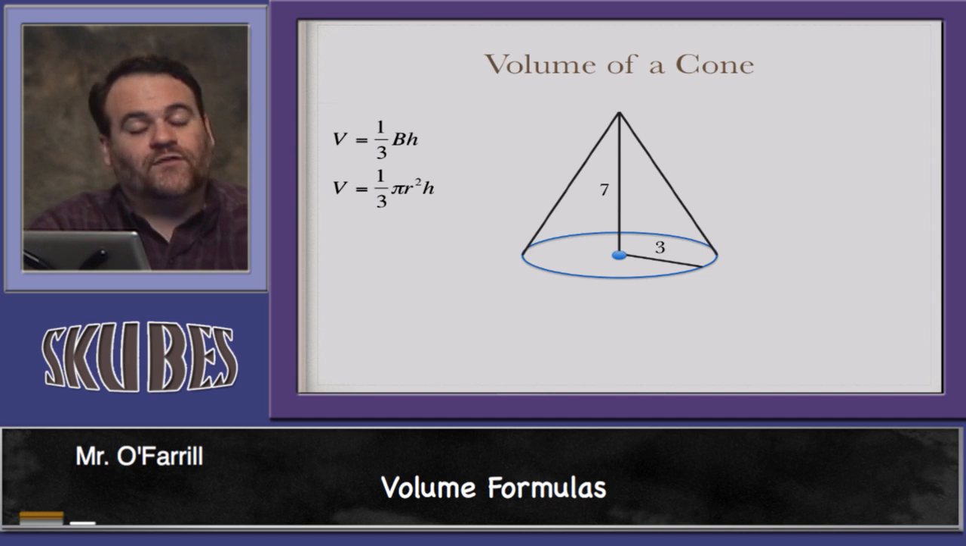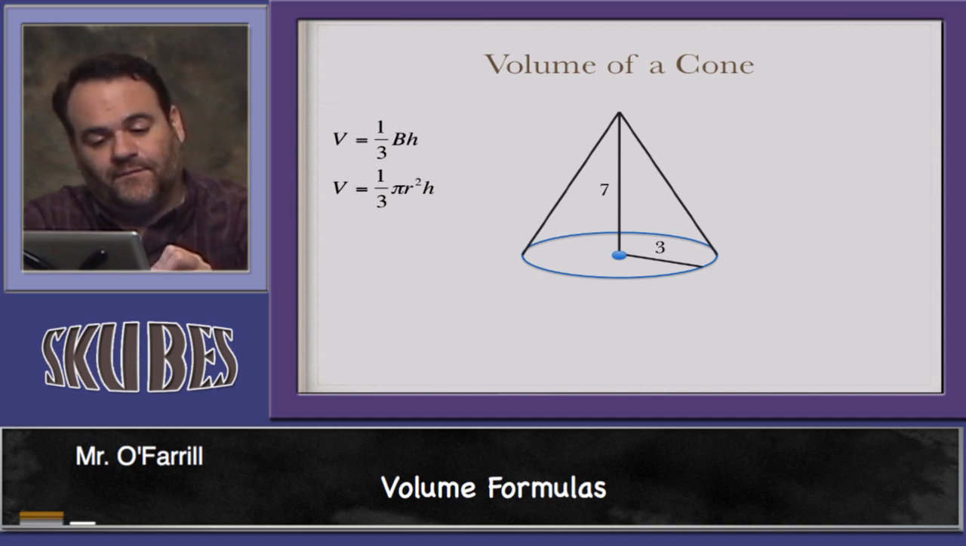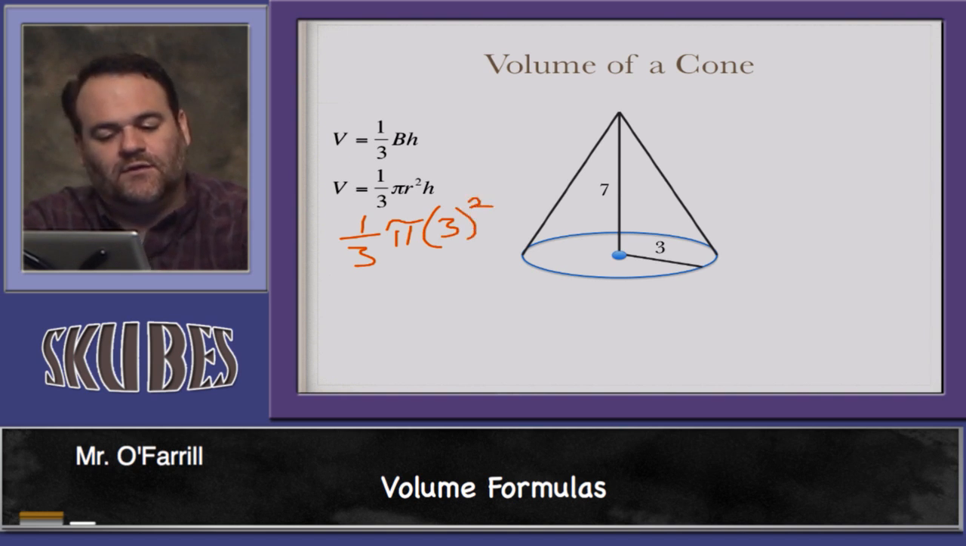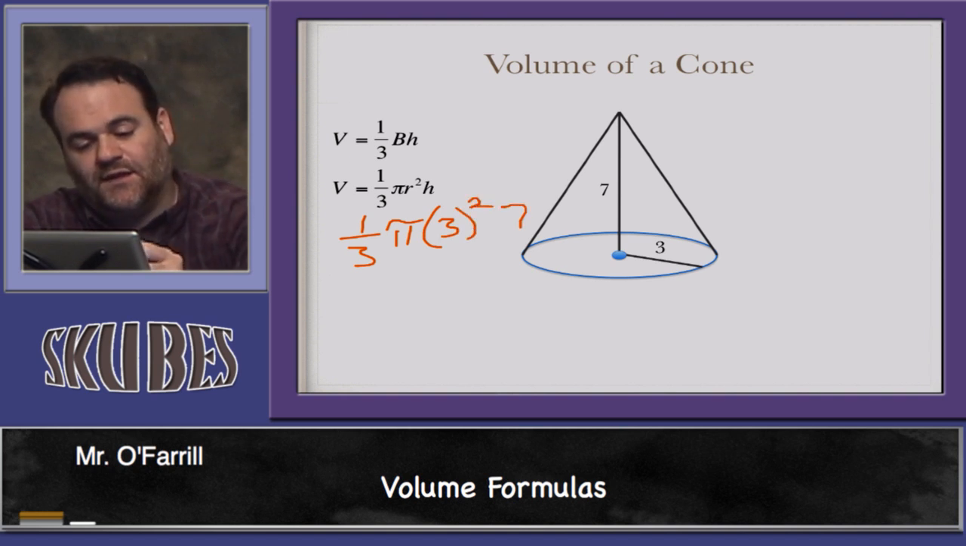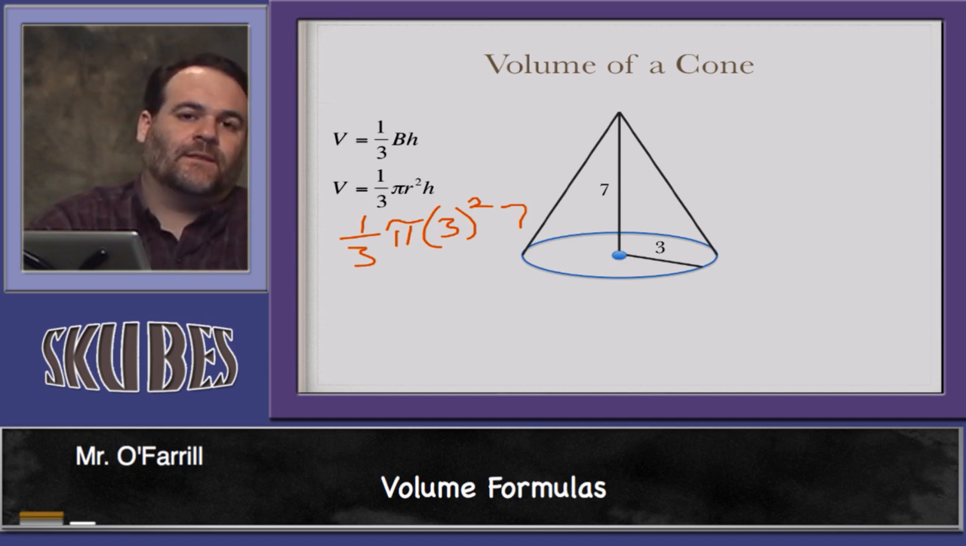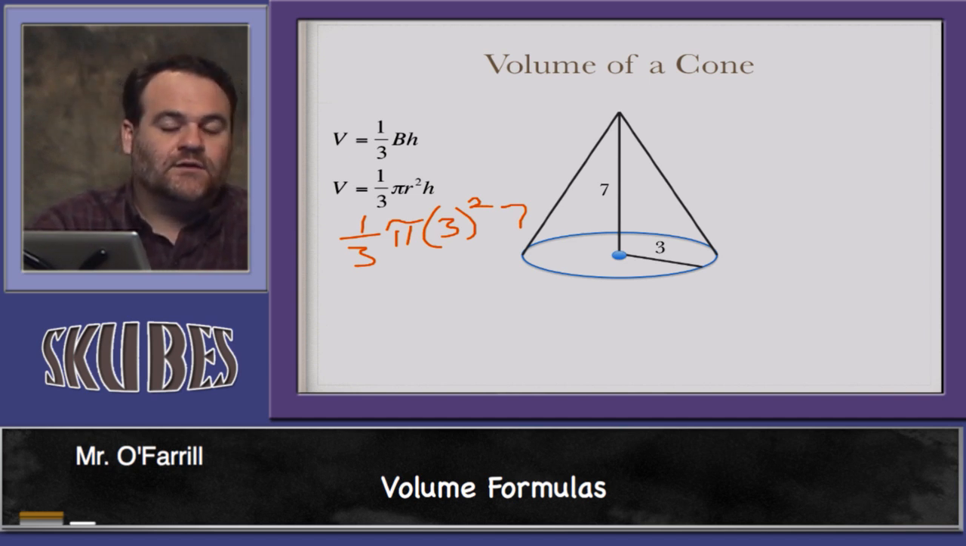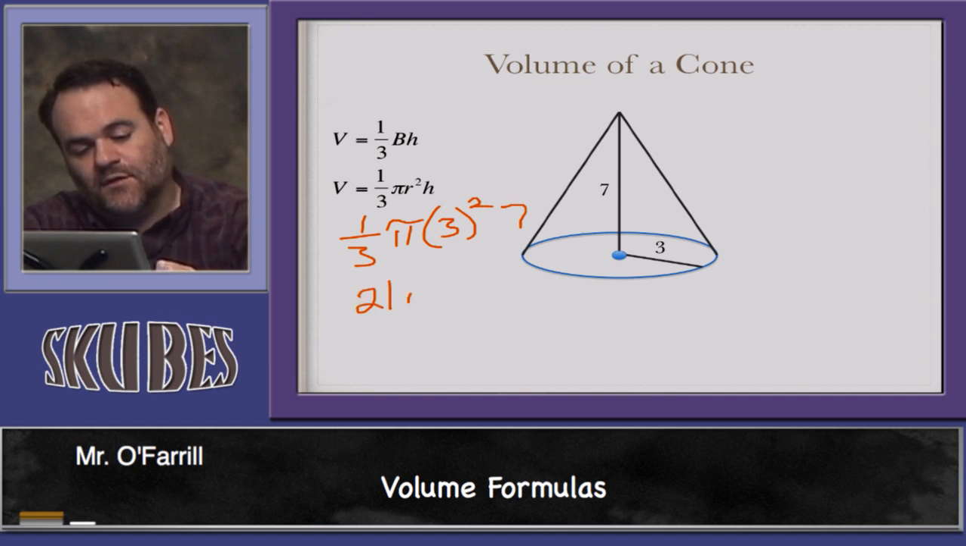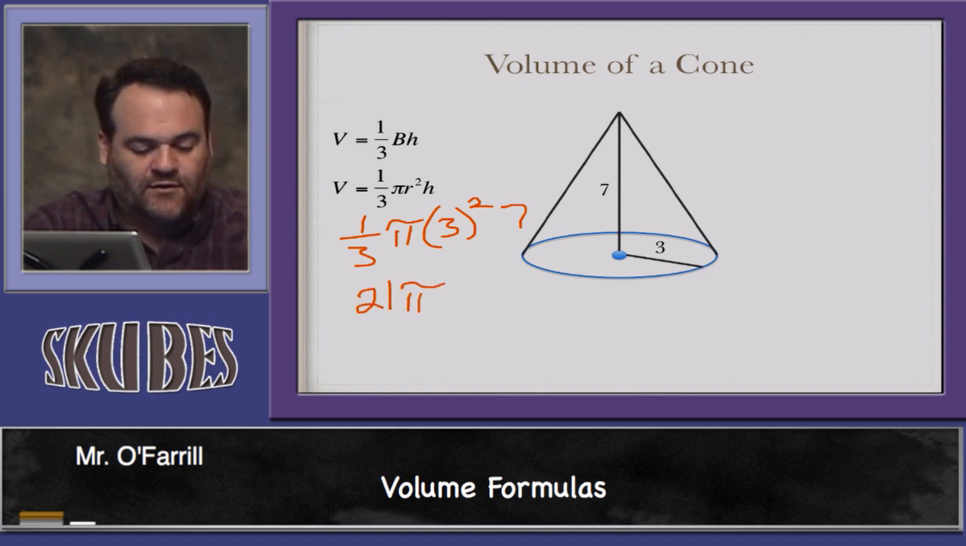This time, once again, the radius is 3, so we're going to have 1/3 times pi times the radius 3, which is going to be squared, times h, which in this case is 7. 3 squared is 9, divided by 3 is 3, times 7 is 21. So if we're looking for the exact answer, the volume of this cone is 21 pi.